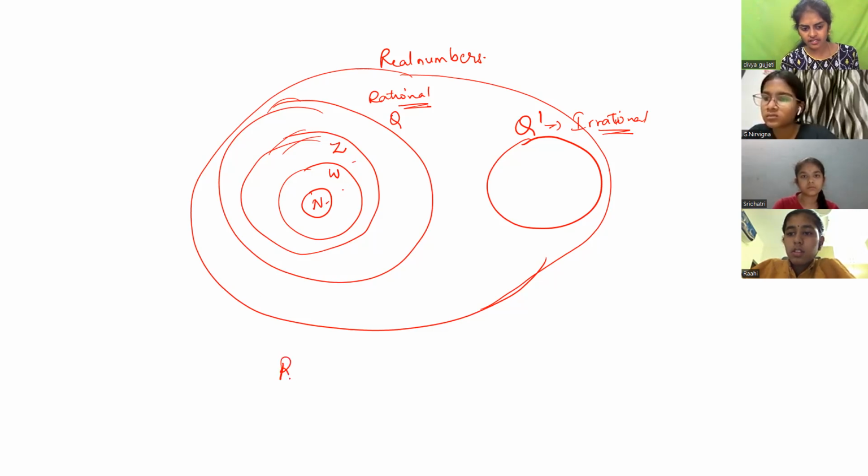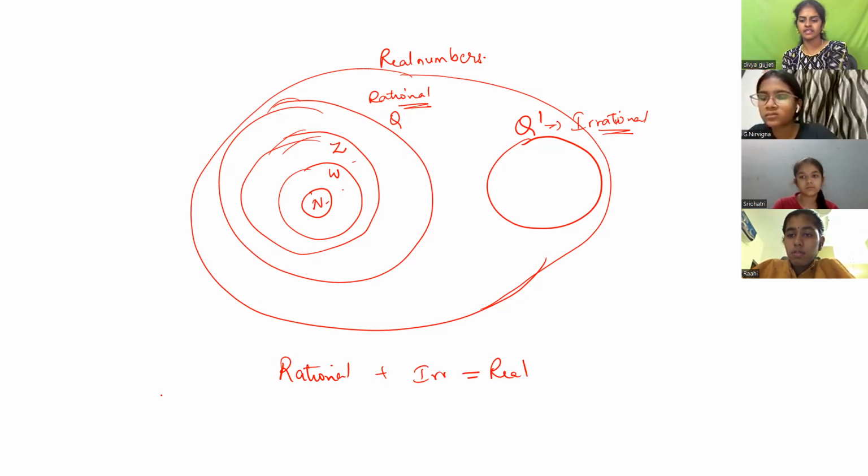Are you able to understand now? So simply I can say rational numbers plus irrational numbers will give me real numbers. And as you can see, rational and irrational are completely opposite to each other. Got the point? Yes? Okay. Now, what are the examples of irrational numbers?